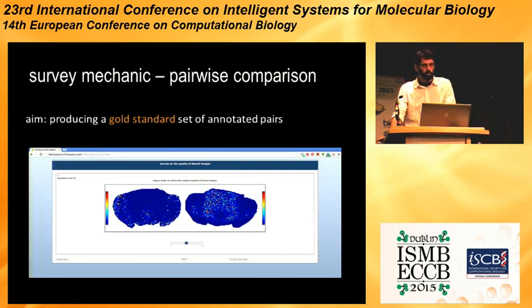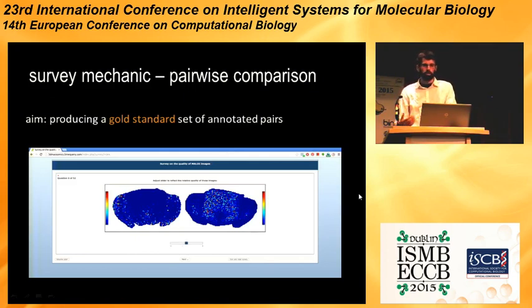So after some preliminary work, we came up with a pairwise comparison as being the most approachable method for getting this data. We showed experts a series of pairs of images. They then annotated the relative quality by moving this slider bar towards the image that they thought was of the highest analytical quality.